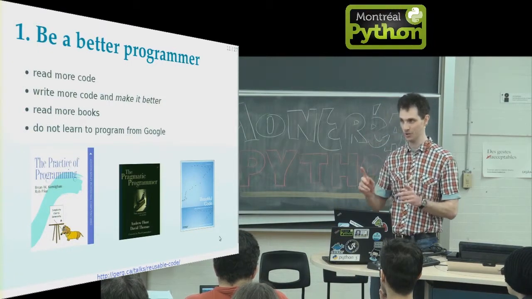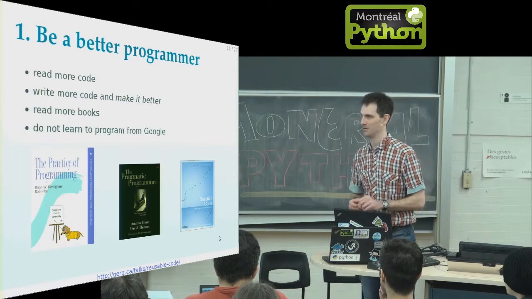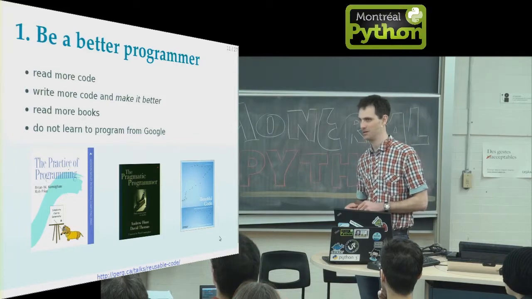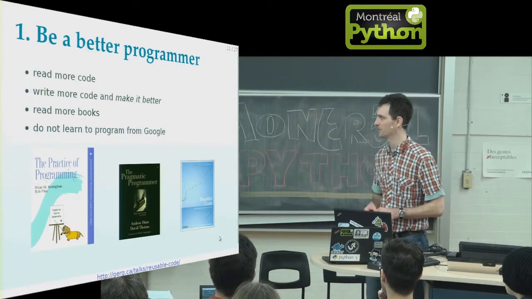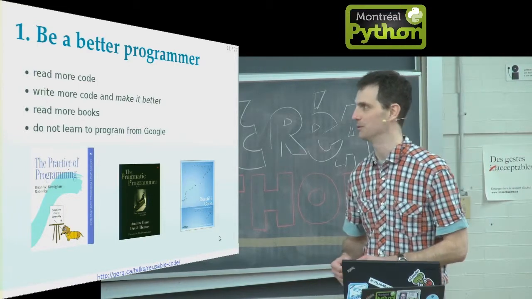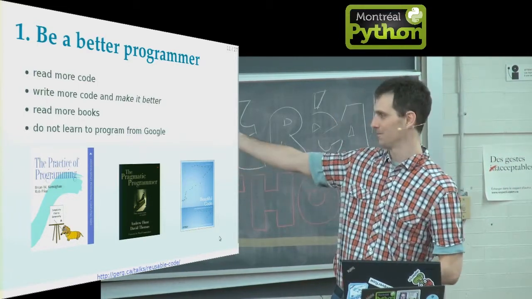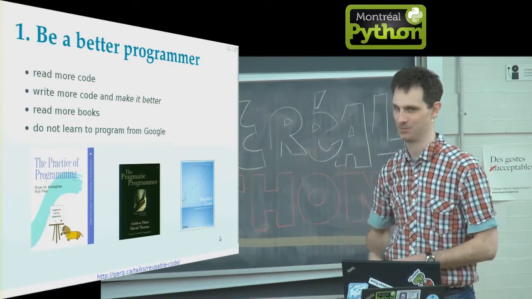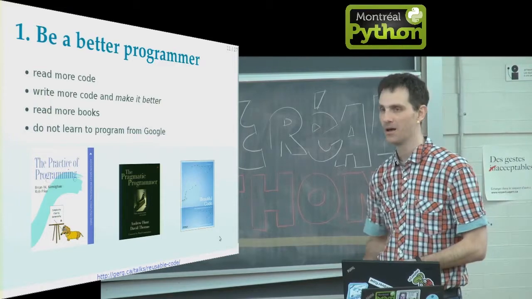Especially read good code. Don't just read the code written by that older dude down the hall at work. Maybe he's not the best programmer in the world. Get out there into the open source world and look at the good stuff. Look at the beautiful code and read it. Or look at this. There's a whole book about beautiful code, which is exactly dedicated to this principle. Learn from the masters.